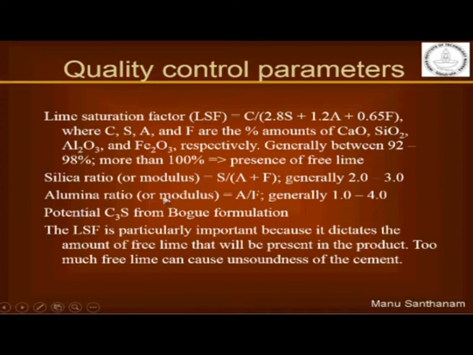Alumina ratio or alumina modulus is equal to alumina content divided by iron oxide content. This is typically 1 to 4. Again, it's a ratio, not a percentage, it's a ratio between 1 to 4.